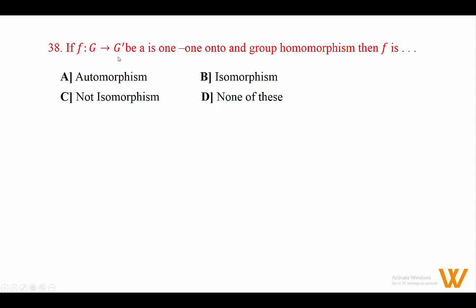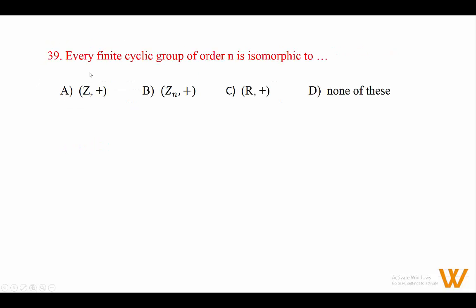38. If f from G to G dash is a one-one and onto group homomorphism, then f is ___. One-one and onto group homomorphism, so f is an isomorphism. The answer is option B, isomorphism. 39. Every finite cyclic group of order n is isomorphic to option B, Zn plus. The answer is option B, Zn plus.